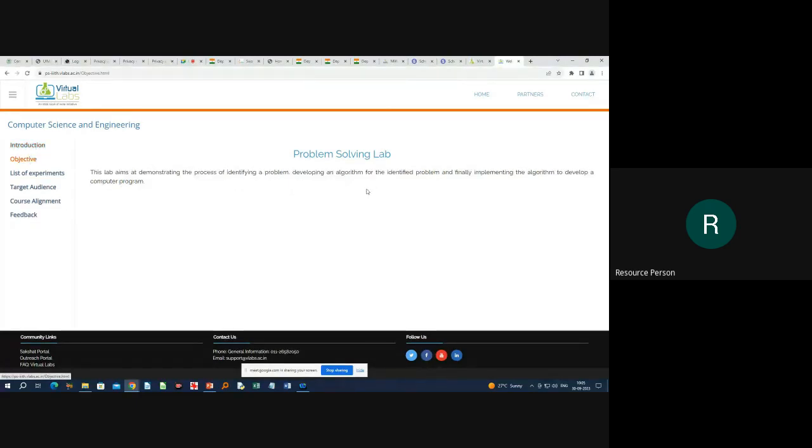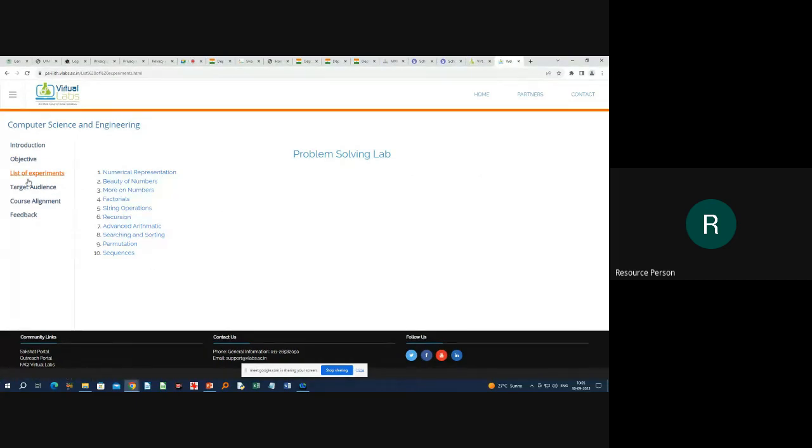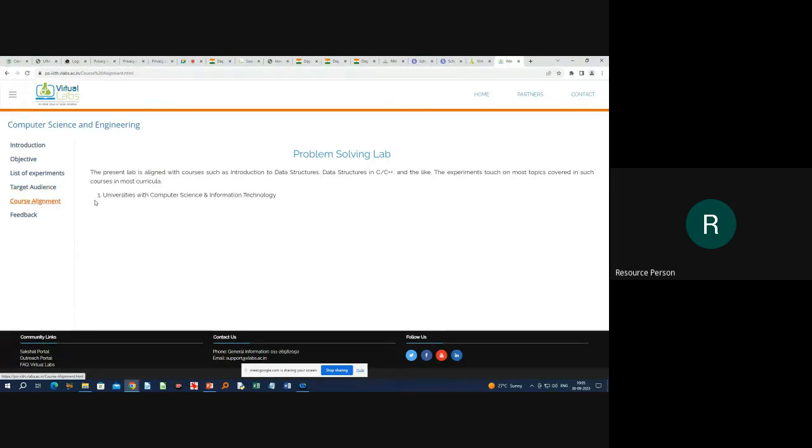What are the objectives of this lab? What is the list of experiments? Here are the experiments, 10 experiments. Target audience: UG students, PG students, post-graduate and research scholars. Course alignment: this is aligned with courses such as introduction to data structures, etc. You can see here the experiments touch most of the topics covered in the curriculum.